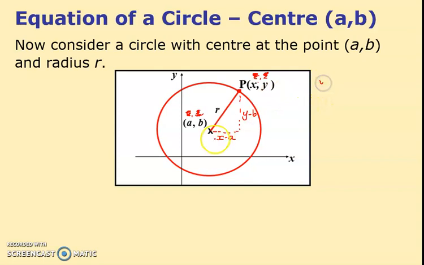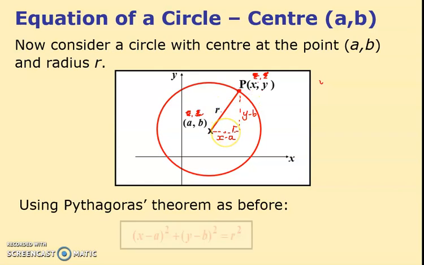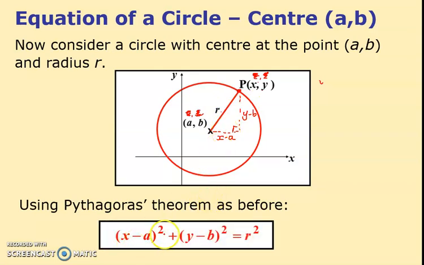I look at it and think it's Pythagoras again. You see my little right angle triangle. So this squared plus this squared must equal this squared. Or put a different way, x minus a all squared plus y minus b all squared equals r squared.